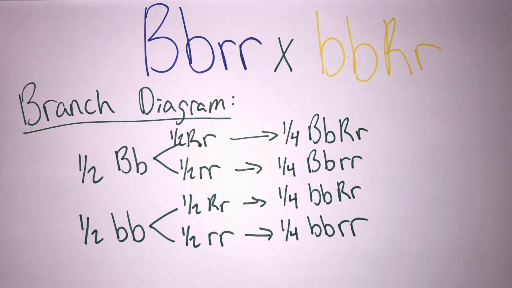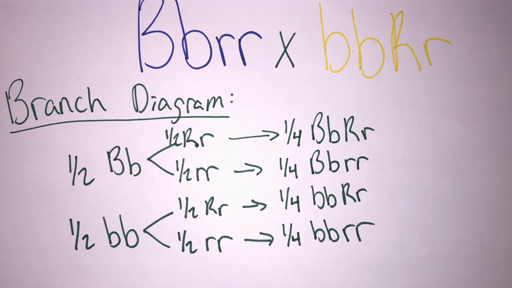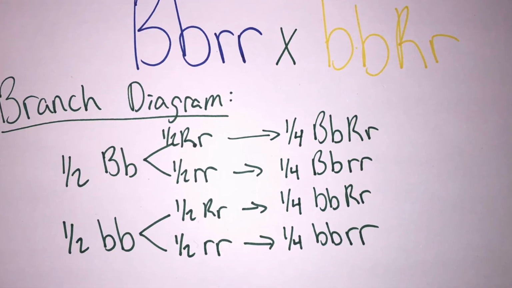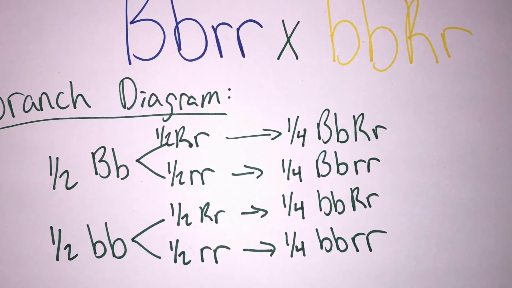In an example that is not a typical dihybrid cross, we will cross a blue unicorn and a yellow unicorn with the genotypes listed on the screen. We determine the genotypes of the offspring probabilities using a branch diagram.